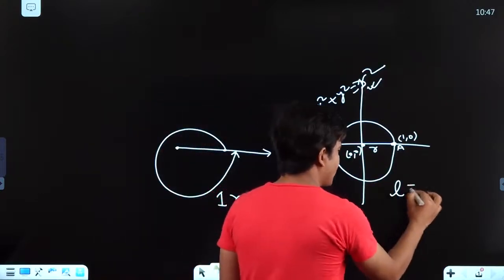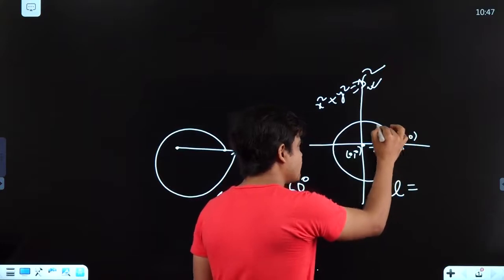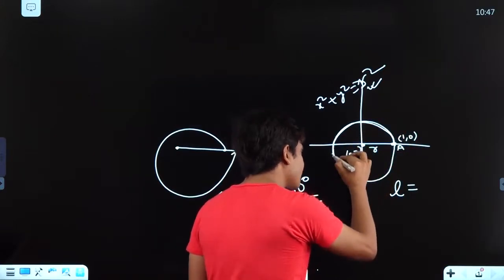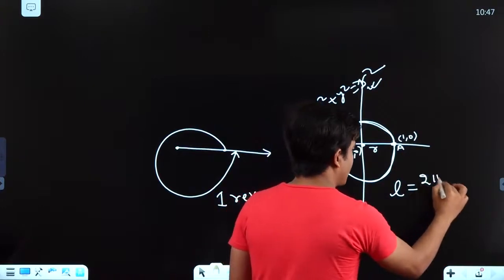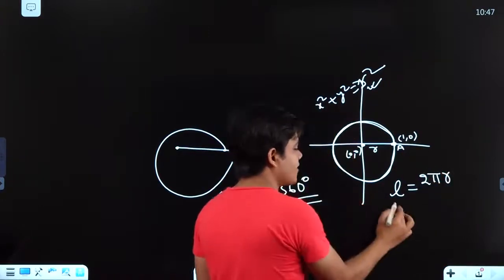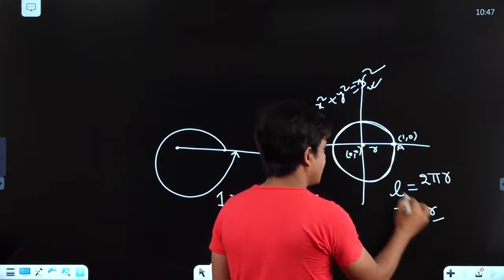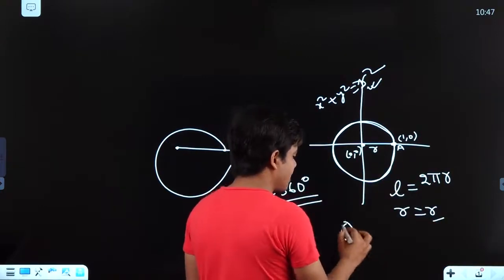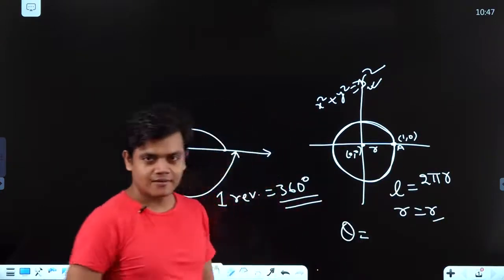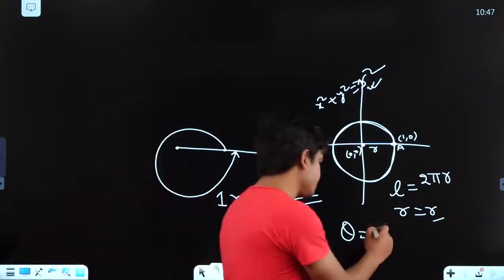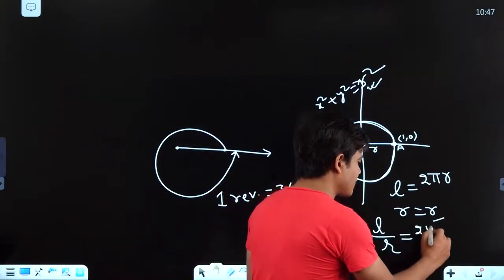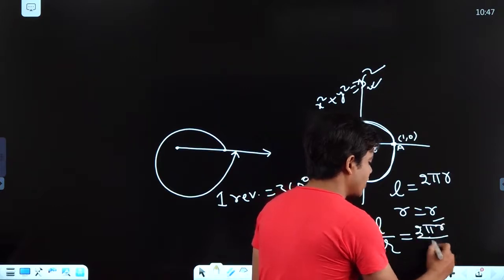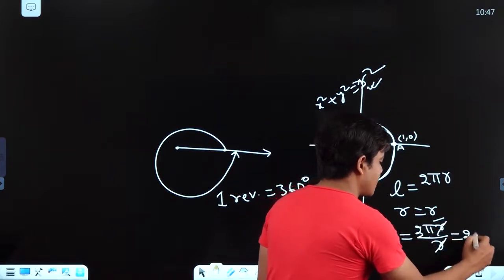But what about L? What is the total arc length for this circle? The circumference of this circle. So what is our L? 2 pi r. What is our radius? Certainly it is r. Then what will be the theta in radian? What was the formula? Theta is equal to L by r. So we are saying 2 pi r upon r is equal to 2 pi.